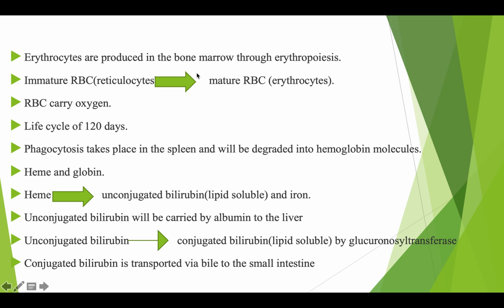Erythrocytes are produced in the bone marrow through erythropoiesis. Immature RBCs are also known as reticulocytes, and mature RBCs are erythrocytes. RBCs carry oxygen. It is important to know that the main function of red blood cells is to carry oxygen.